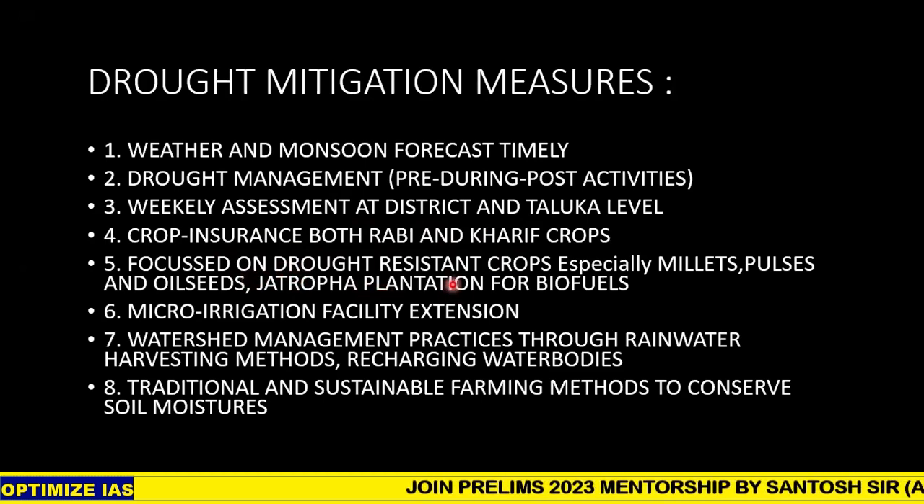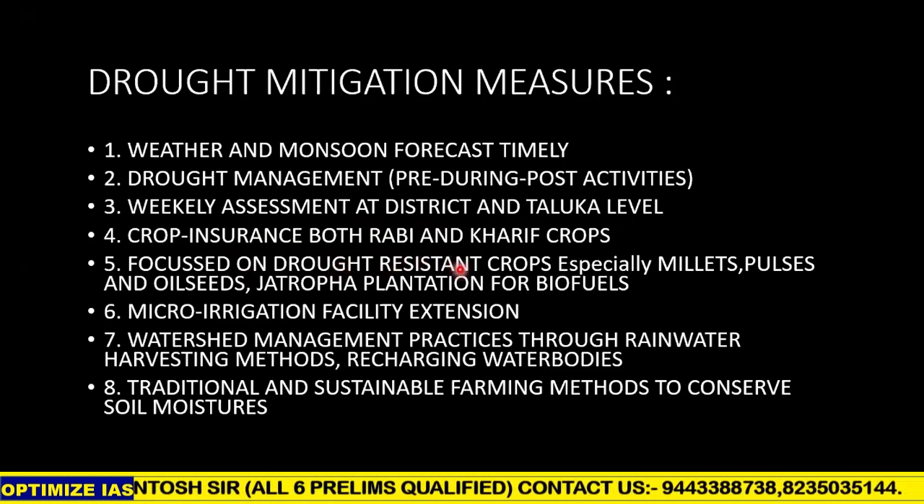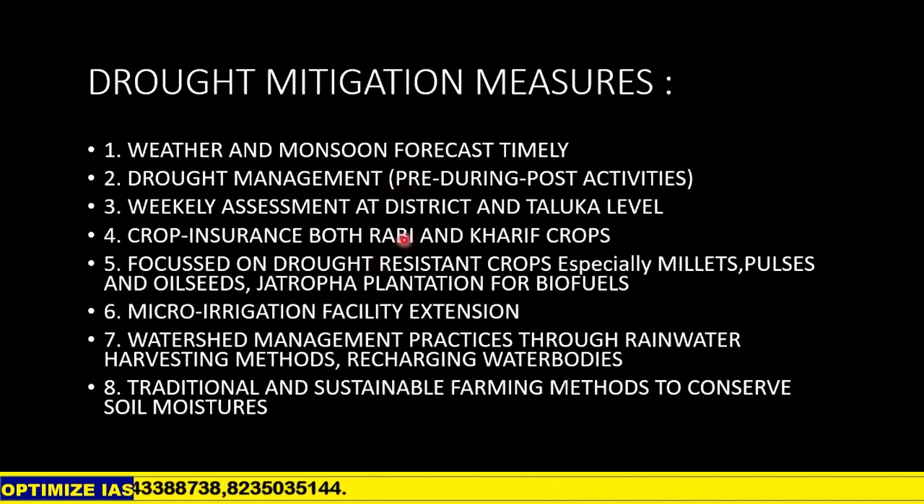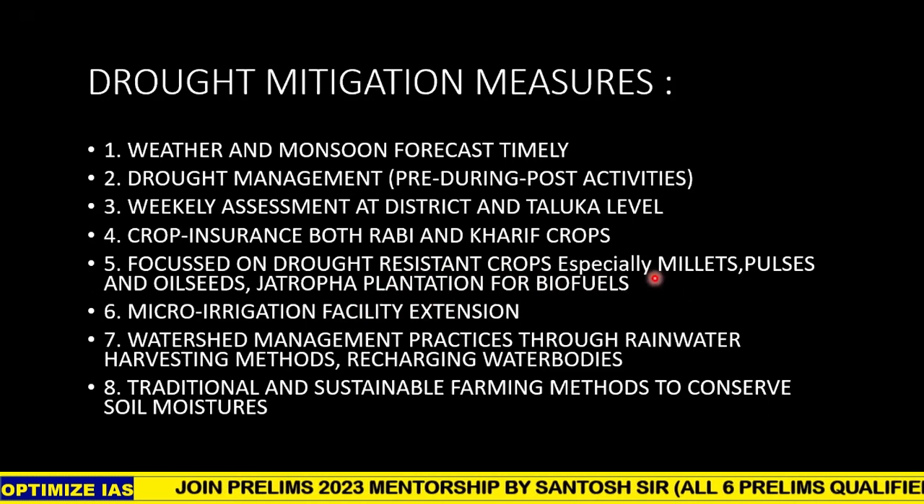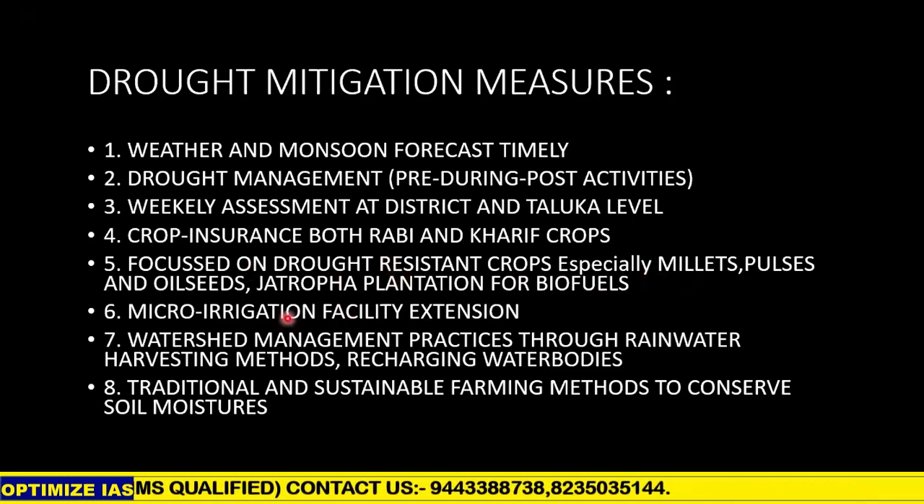Focus on drought resistant crops, in areas that are frequently affected by drought, or where the district has already been affected or declared by the SDM or other systems. So what drought resistant crops does the farmer have to choose? Especially millets, pulses, and oil seeds, and jatropha plantation for biofuels if barren or bad quality land is there. That is another method.